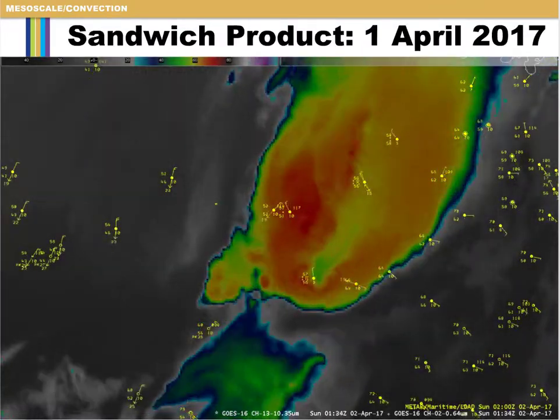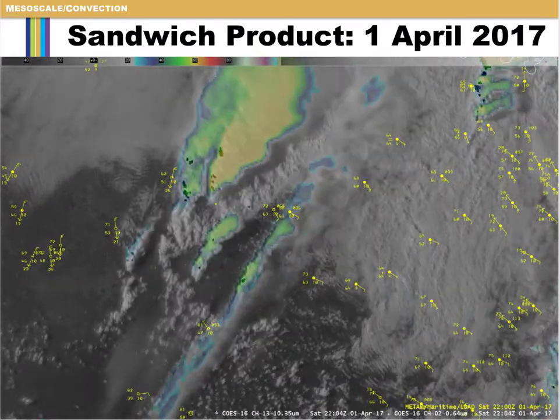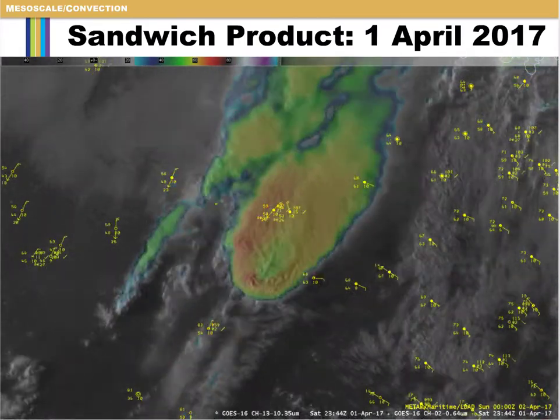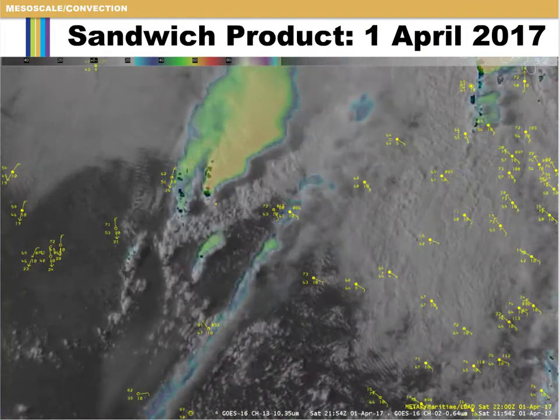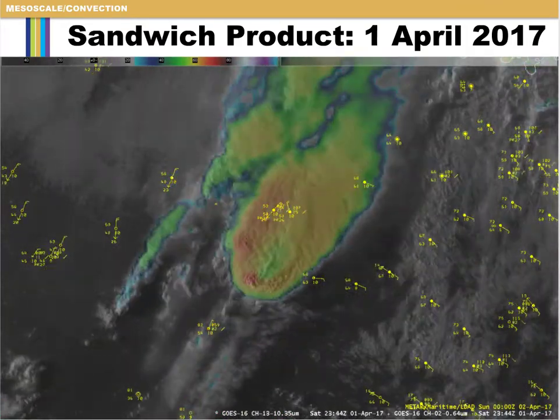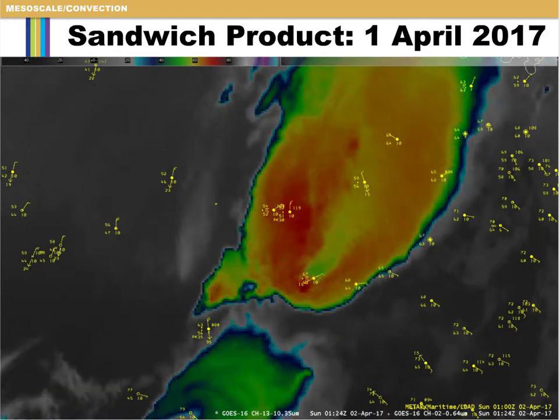The sandwich product is an image combination of visible and IR imagery. It allows the user to see cloud top temperatures via the IR imagery while simultaneously seeing low-level clouds in the vicinity of the storm via the visible imagery.